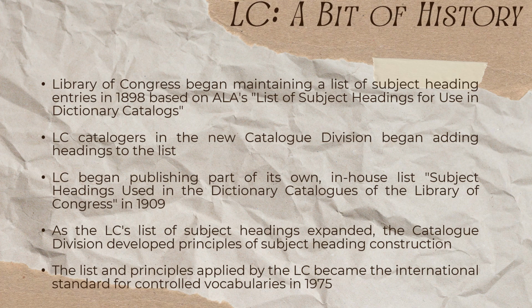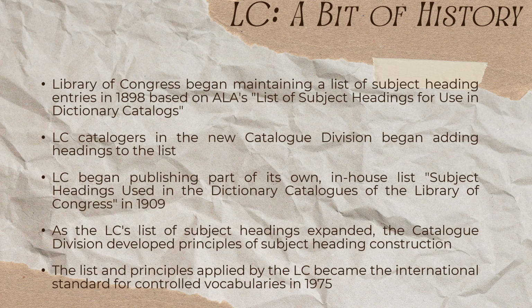A bit of history about the Library of Congress. ALA maintained the list of subject headings for use in dictionary catalogs, and in 1898, using this list, the Library of Congress began maintaining its own list, and the Library of Congress catalogers in the new catalog division began adding headings to the list as new topics were identified within their own collections. In 1909, the Library of Congress began publishing part of its own in-house list, Subject Headings Used in the Dictionary Catalogs of the Library of Congress, which was considered completed in 1914.